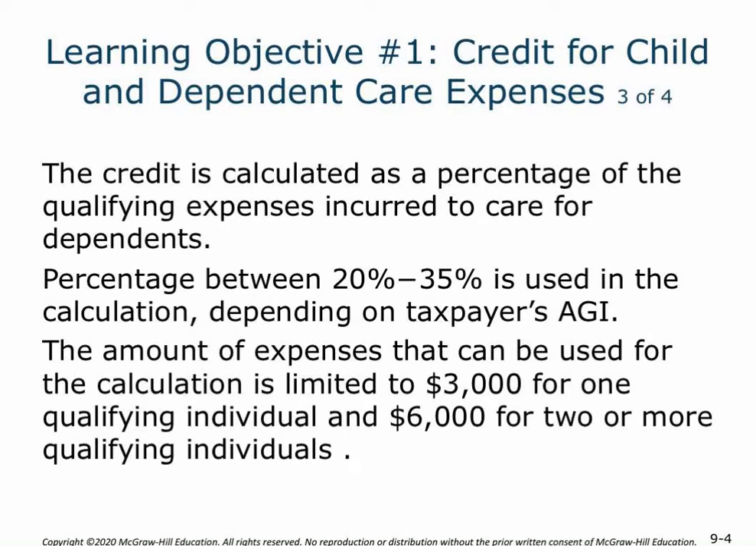So what's going to limit them? The amount of expenses that we pay for one of these individuals is going to be $3,000. And then if we have a second or more qualifying individual, we're going to be able to double it to $6,000. So there's only one or two options here for the initial limitation. It's either going to be $3,000 if there's one qualifying individual, or else $6,000 if there's more than one qualifying individual. And then we're going to take the amount of expenses after being limited multiplied by that percentage. And we'll see some examples that walk through how we do that.